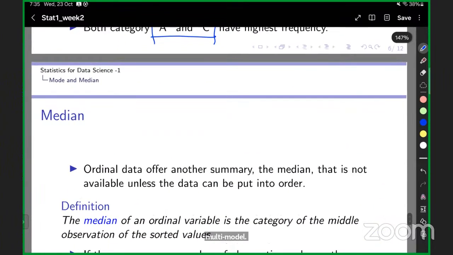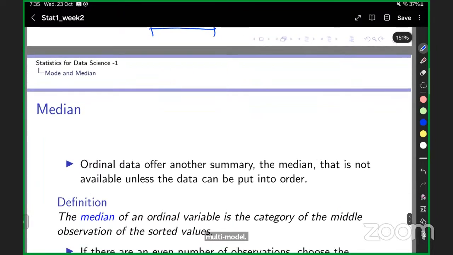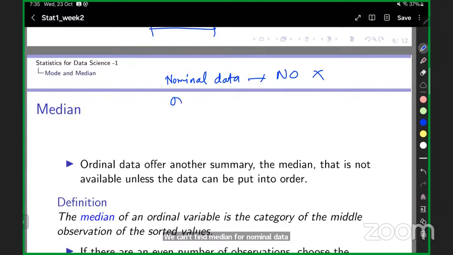Now, let's see median. When we go to median, can we do it for nominal data? No, we can't. We can't find median for nominal data, and we'll see why. It is only possible for ordinal data. Okay. And why is that?